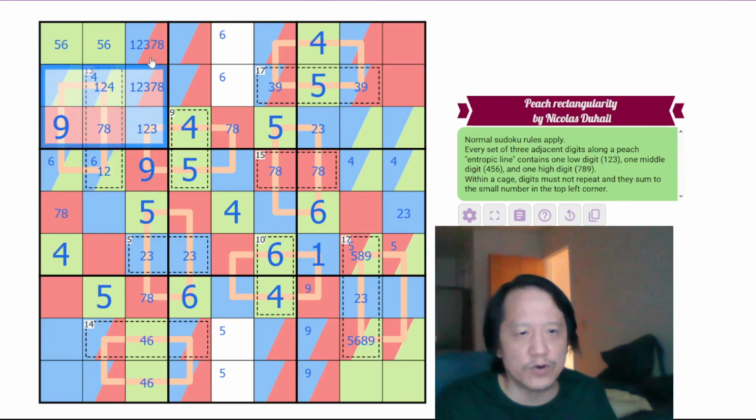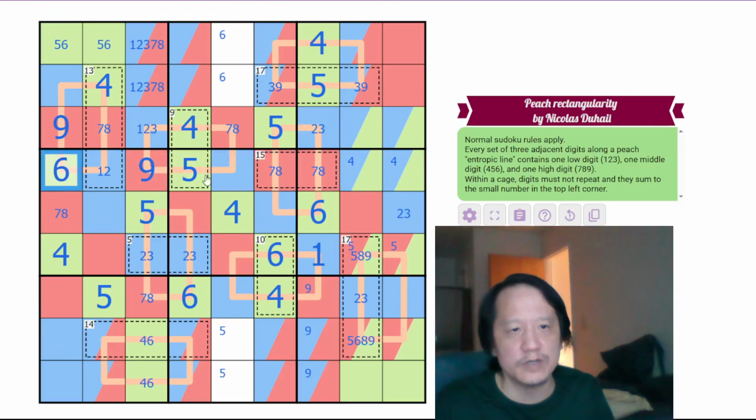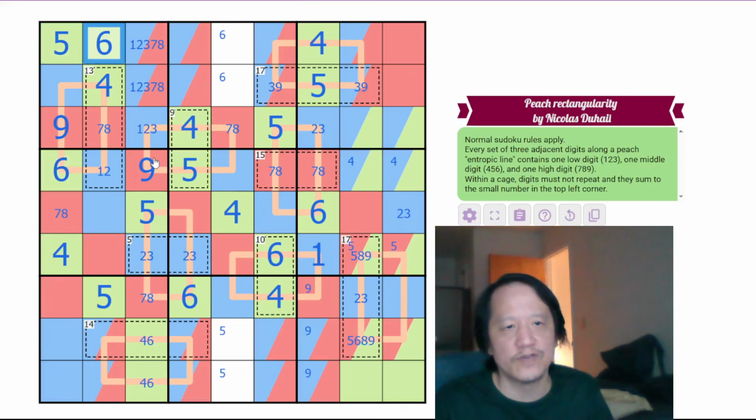Where is the 4 in box 1? Cannot be here anymore. So it has to be here, which makes that a 4. So this is medium. This can't be medium. That's low. This can't be low. So this can't be a 6. Where is the 6 in row 4? It has to be here. That eliminates 6 here, so it's 5 and 6.